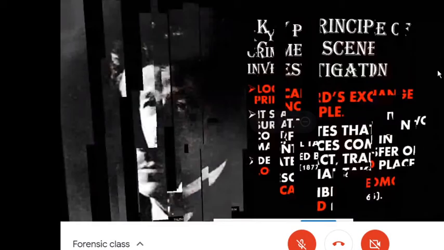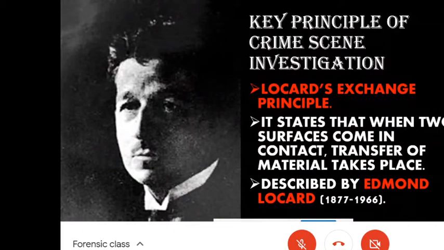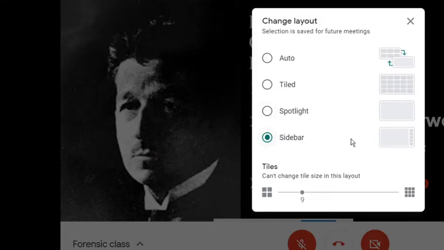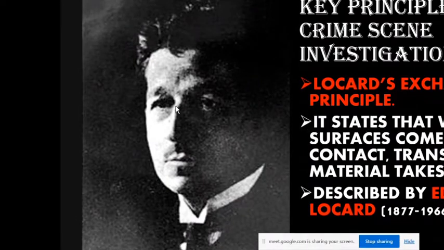Before we get into it, we need to know the key principle behind crime scene investigation, which is Locard's exchange principle. This principle states that whenever two bodies or two surfaces come in contact, transfer of material always takes place. This can be summed up by saying that every contact leaves a trace. Following this logic, we can come to the conclusion of who did the crime or who is connected with the crime. This principle was given by Edmund Locard, who lived from 1877 to 1966.